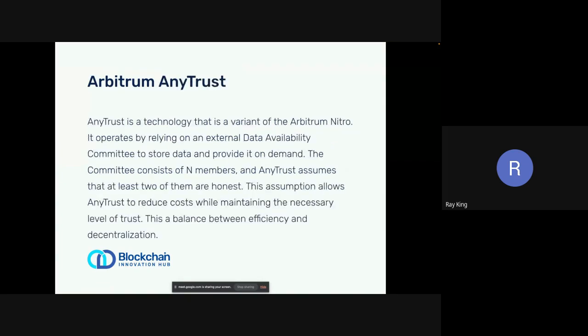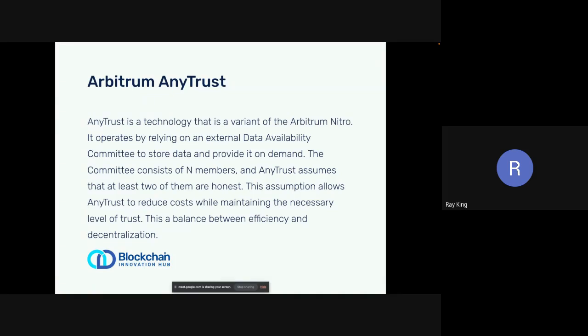Now, Arbitrum AnyTrust is a technology that is a variant of the Nitro. What it does is that it operates by relying on an external data availability committee to store data and provide it on demand. Now, this committee consists of n members. That is, it could be a committee of any amount of members. It could be 20, it could be 10, it could be 100.